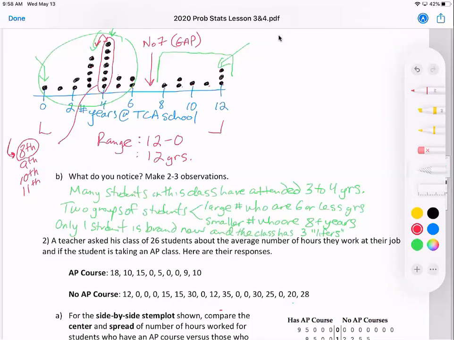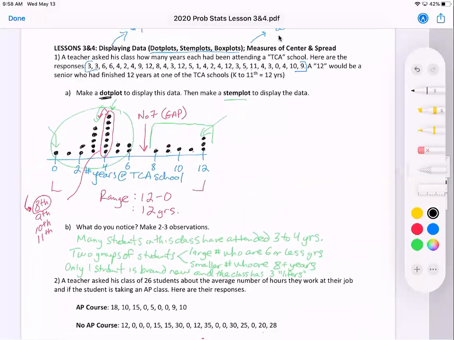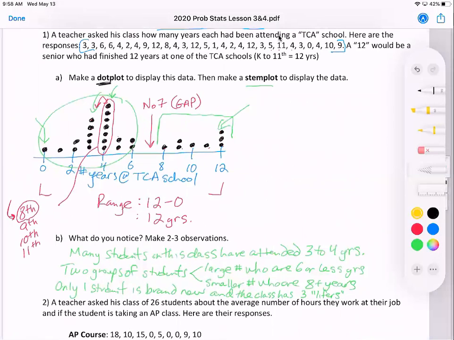All these observations would be really difficult to make if we were just looking at these numbers. It would take a long time to kind of summarize those numbers, but displaying it in a dot plot like this, you can make a lot of observations really quickly.